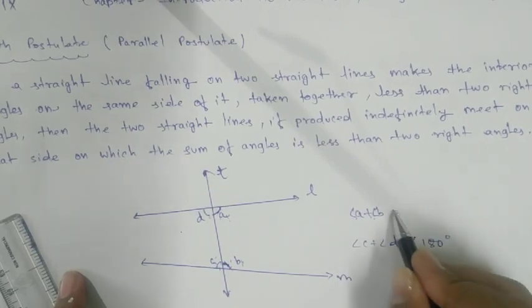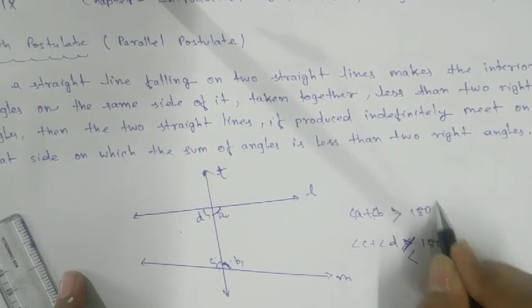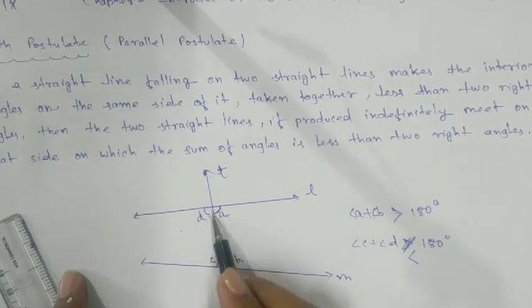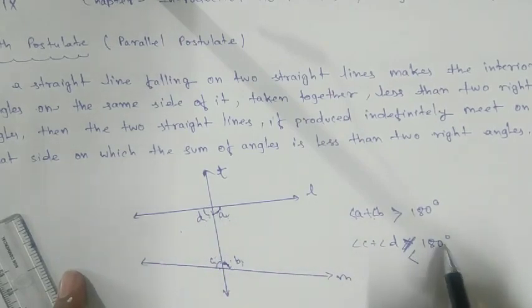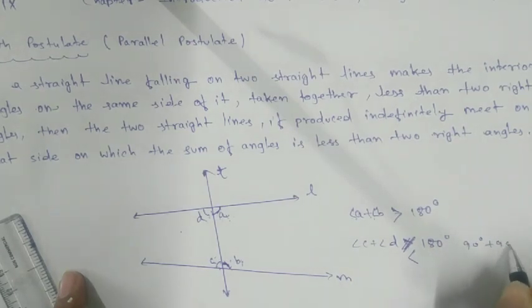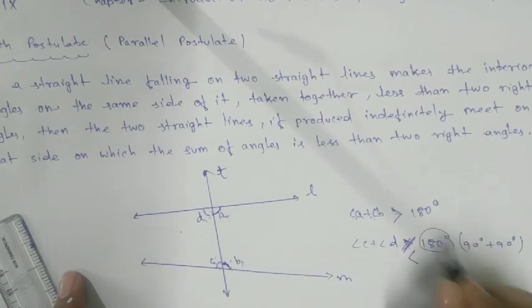Less than this one, and this is greater than. Okay, so we'll see here, angles C and D are less than two right angles. See here, two right angles are saying. Two right angles means what? 90 plus 90. So directly you can see what they are saying: 180 degrees.